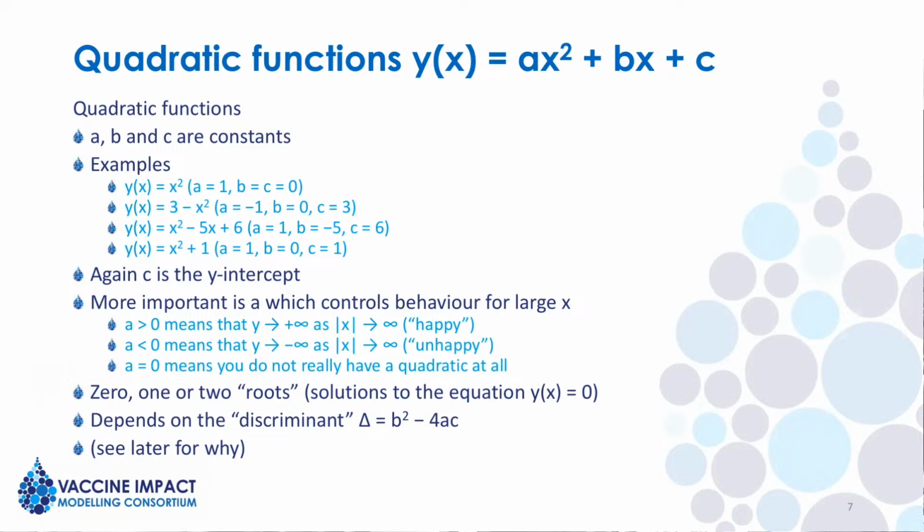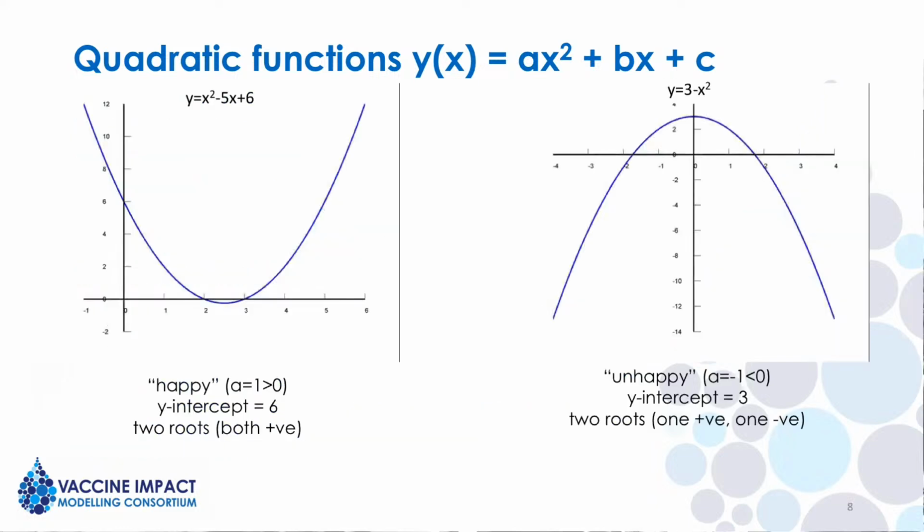The number of solutions to this equation depends on what we call the discriminant, and we're going to come back to this when we talk about how we solve a quadratic equation. But let's have a look. So here we've got a couple of examples.